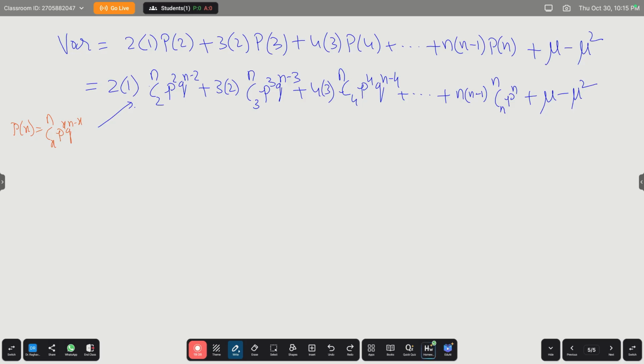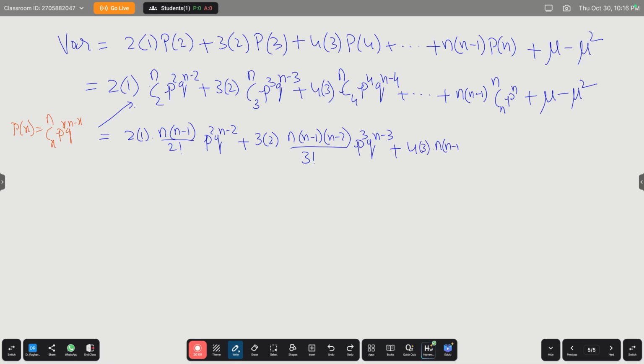And let us try to simplify this. So variance will be equal to 2 into 1, and nc2, already we have discussed, nc2 is n into n minus 1 by 2 factorial, p square q power n minus 2, plus 3 into 2, nc3 is n into n minus 1 into n minus 2 divided by 3 factorial, p cube q power n minus 3, plus 4 into 3 into nc4, which is n minus 1, n minus 2, n minus 3 divided by 4 factorial into p power 4 q power n minus 4, plus and so on up to n into n minus 1, n is 1 and you have only p power n, plus mu minus mu square.